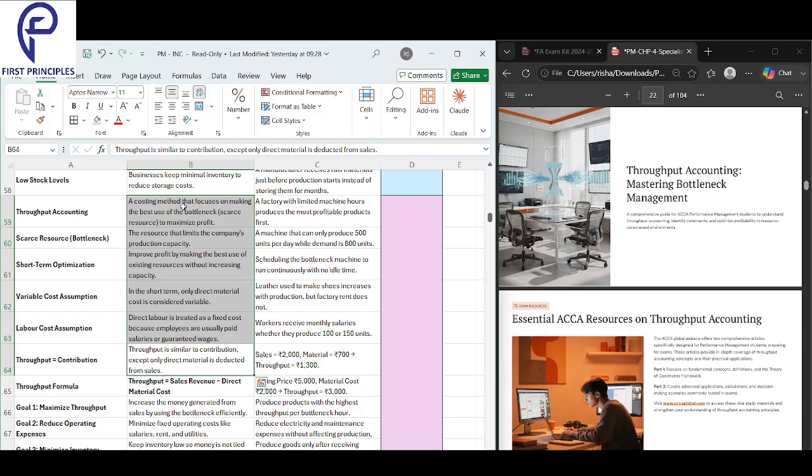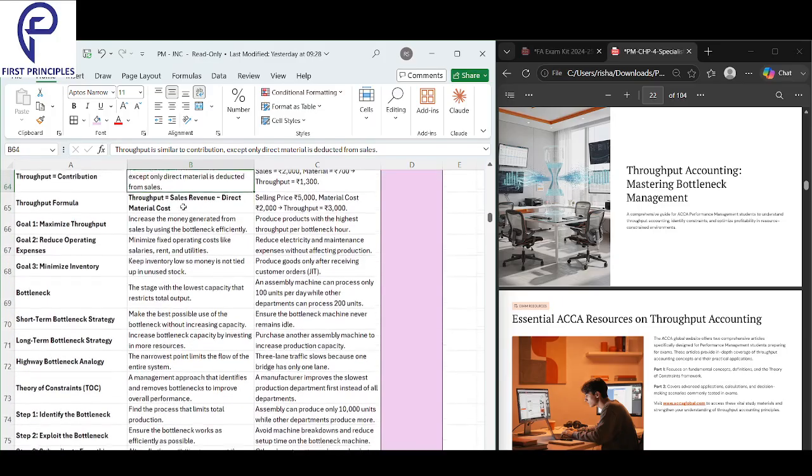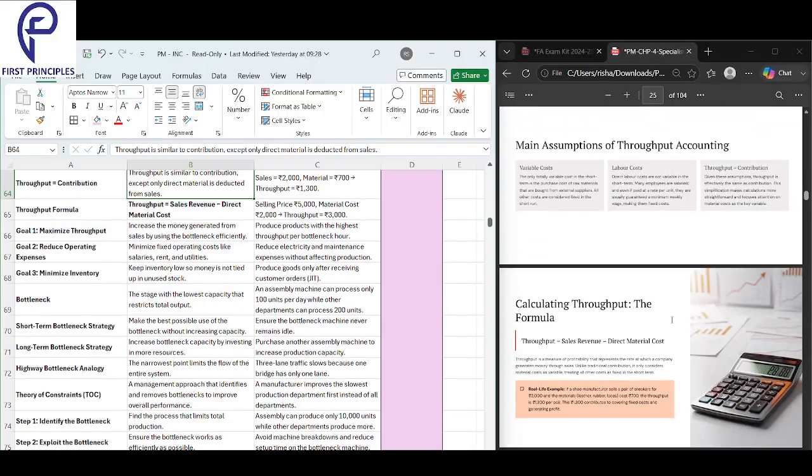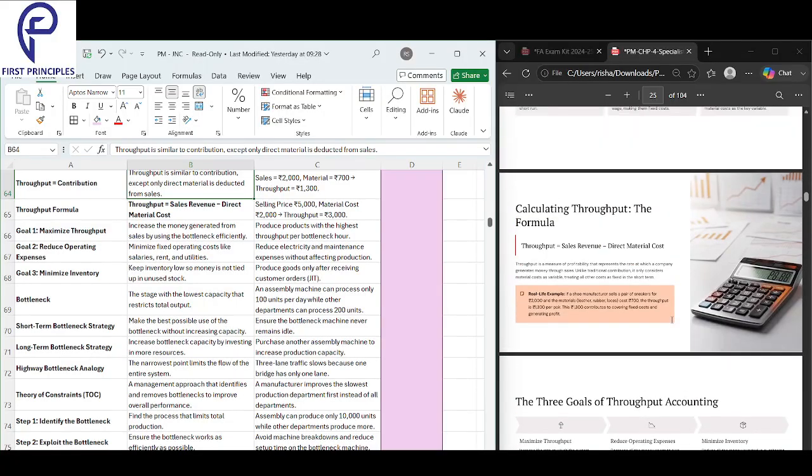You focus on the bottleneck as much as you can and try to make the most out of the resources of the company to maximize profit. In the short term, you consider only material as the variable cost. Everything else is a fixed cost in the short term. The formula we look at here is that your sales revenue minus your direct material cost is your throughput.